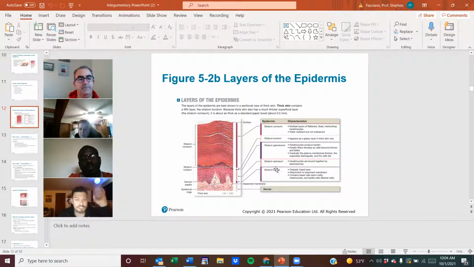I have a question. How thick is the stratum lucidum in thick skin? And does that make a difference in how thick it is? It's thin. So that's a good question.